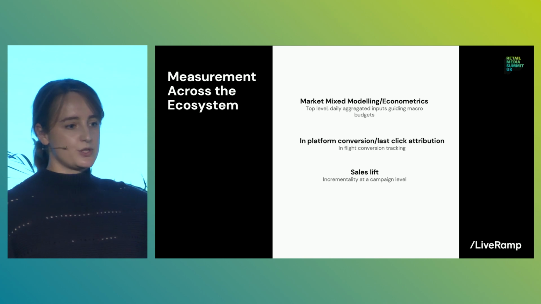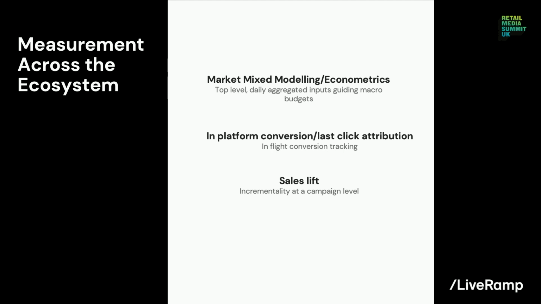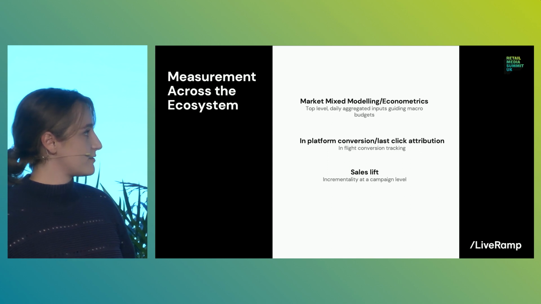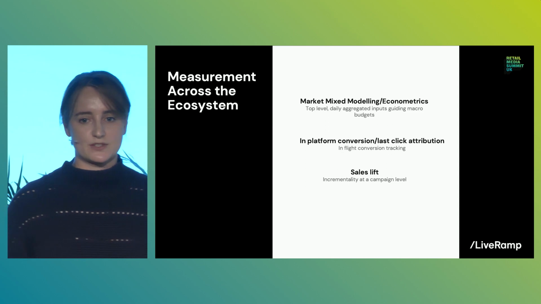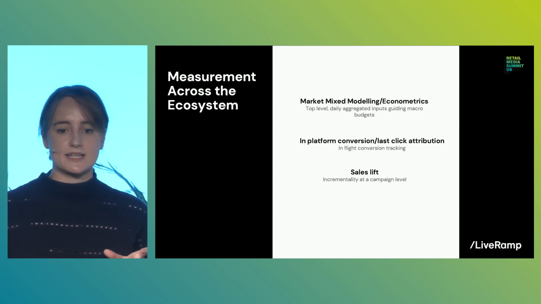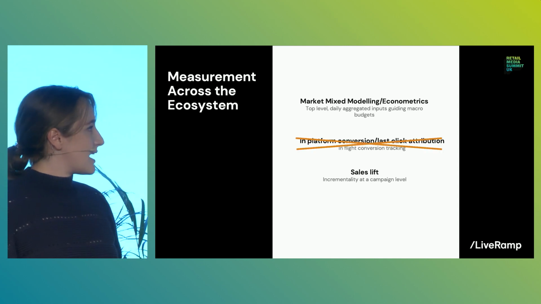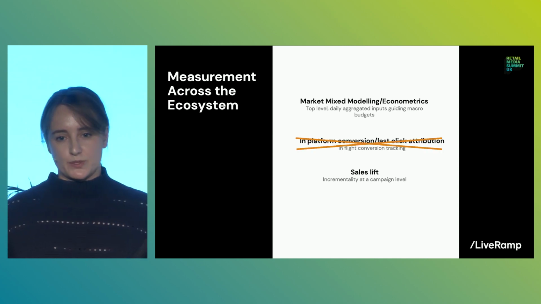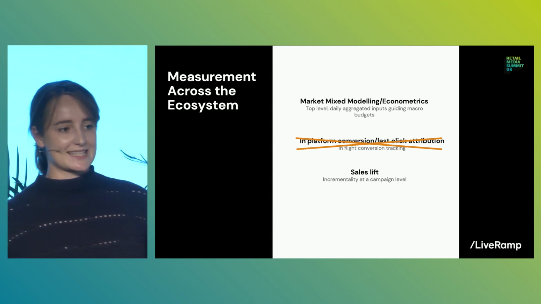starting at the top, doing your market mix modeling or econometrics, feeding in those top-level budgets that you have, deciding for the quarter how you're going to optimize your spend. Then you've got the in-flight stuff happening with the conversion reporting. And then lastly, sales lift, looking back at that particular piece of media and figuring out what was incremental due to your spend. I'm going to take out in-platform conversion reporting just for now, just because for CPG, this has been trickier up until now, not having access to the data.